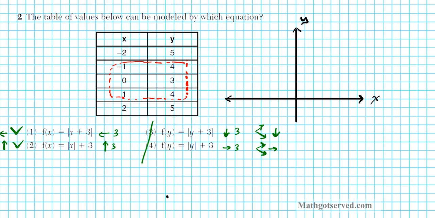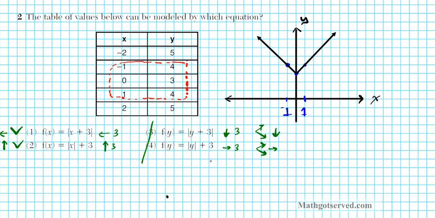0, 3. Let's graph that. When x is 0, y is 3. There. And then negative 1, 4. This is negative 1, 4. So this is 3, 4. And then 1 goes to 4. So you see what's happening with the absolute value function? Let's go ahead and draw the entire thing. So there you go. Follow that pattern forever. And then here, follow that pattern forever.